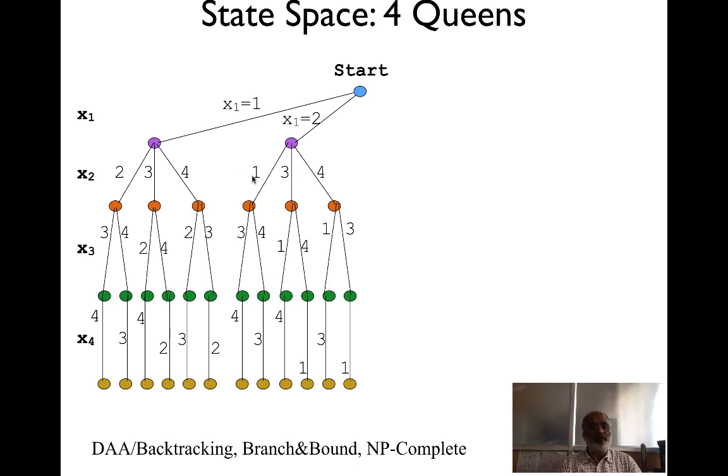And if variable x2 takes value 1, that means in column 1 the queen is at row 2, and in column 2, which is variable x2, the queen is in row 1. That means column 3, which is variable x3, can have value 3 and 4, and correspondingly.